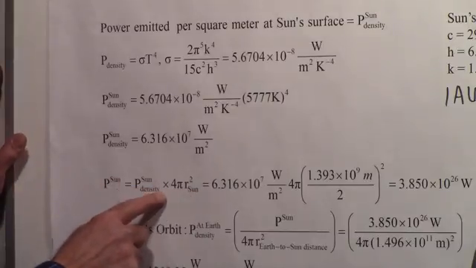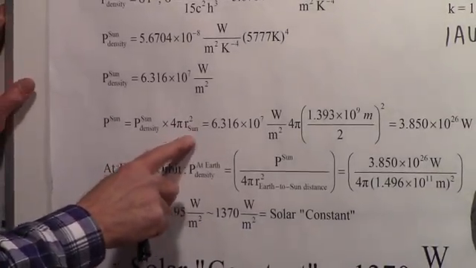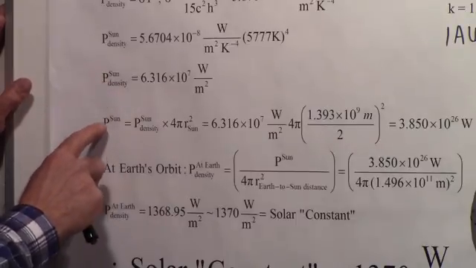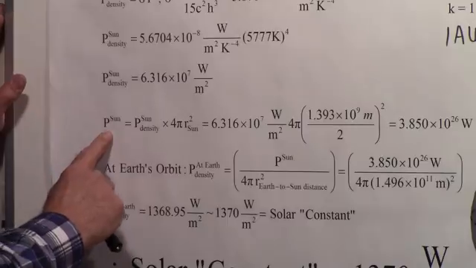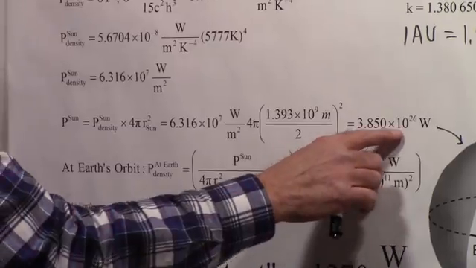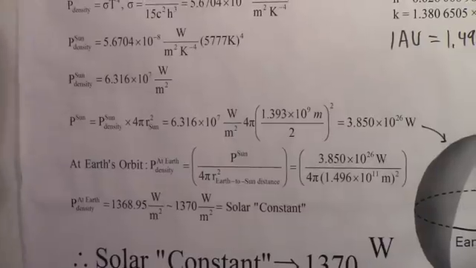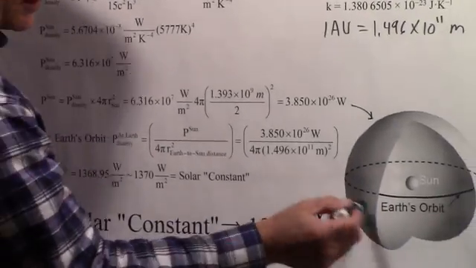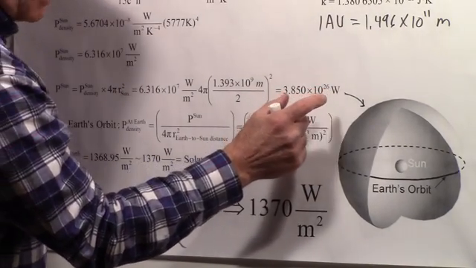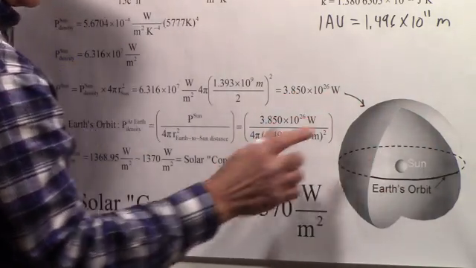So if we multiply the surface area of the sun, 4 pi r squared for the sun, times this power density, we'll get the power that the sun is emitting. If we work that out, we get this very large number, 3.8 times 10 to the 26 watts, is what the entire sun is emitting. So now let's think of the sun here at the center, and here's the Earth's orbit. All of this power is falling on this entire large sphere equal to the Earth's orbit.